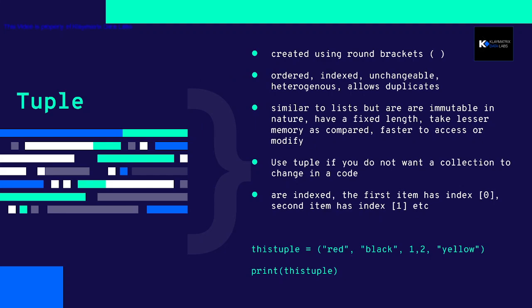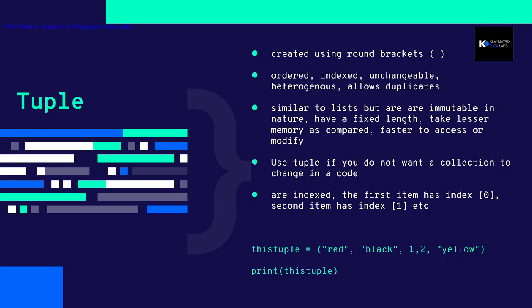We discussed list. Now let's talk about tuple. So tuple is just like list, a data structure or a collection of data. They are created by using the round bracket. You note the round brackets here. Tuples are ordered, which means they have a sequence.